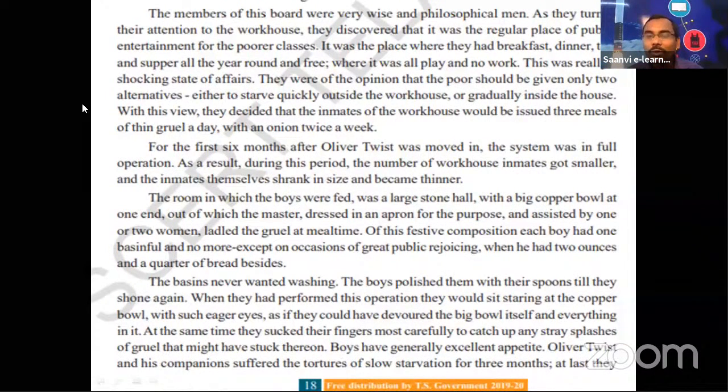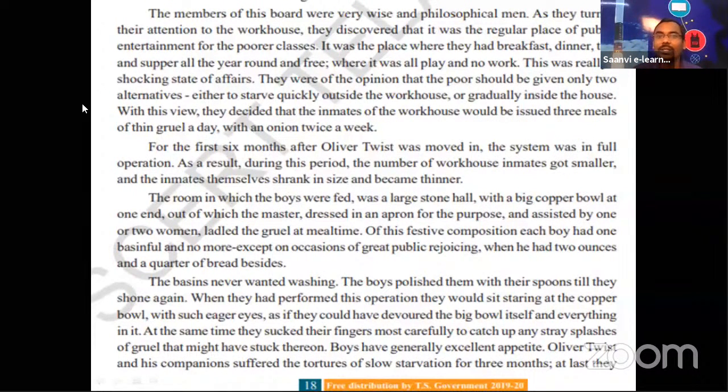According to these board members, what they are thinking is that the inmates of the workhouse who are staying inside the workhouse are enjoying too much there. They don't have any work. They only play and they eat their food 3 times. This was really a shocking state of affairs.